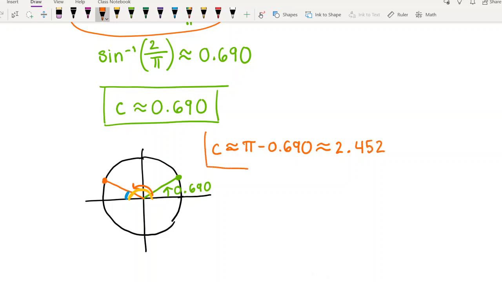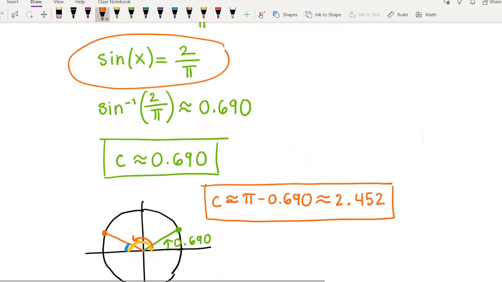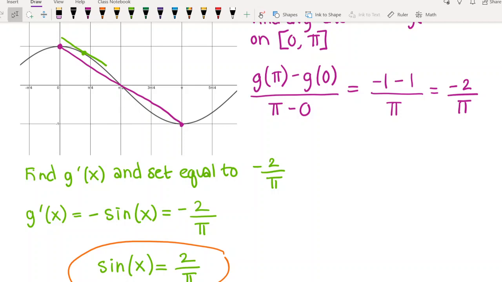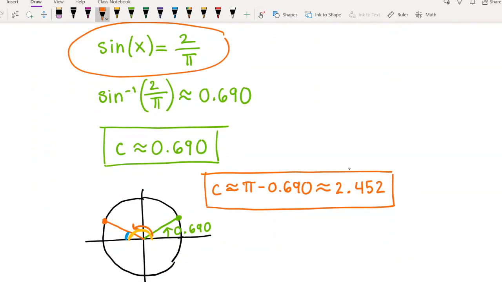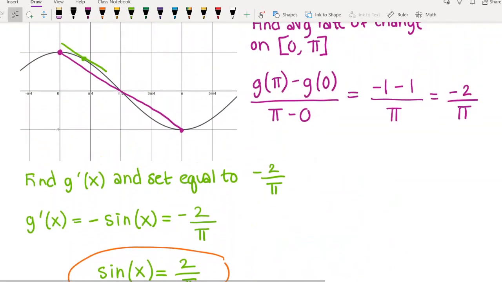So we get two different possibilities. There are two different angles between 0 and pi such that they have that same tangent line. So where would that angle be? Well, just based on our picture here, we can tell that 2.452 radians is between pi over 2 and pi. It's getting closer to pi. So it looks like it's going to be somewhere around here. If we were to draw the tangent line at this point, it should also have the same slope as the line in purple. So in this case, there are actually two different solutions.